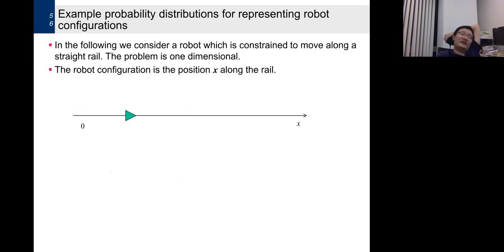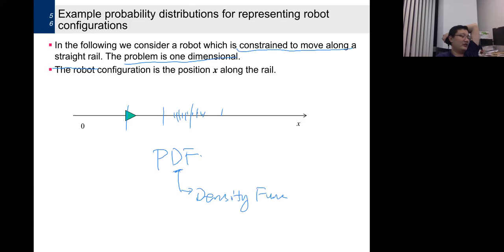Good. Then there are certain probability distributions, right? If you consider robots constrained to move along a straight line, then the problem is one-dimensional. The robot can be here, can be here, can be there. You have different possibilities, right? Then the PDF, the probability density function, is the density function. The PDF will reveal the real configuration.